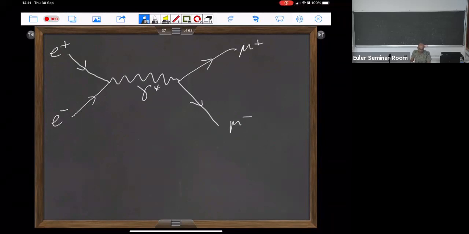So in this case, this is a 2-to-2 scattering process, and as part of the calculation of the cross section, one uses Lorentz invariance to reduce the number of variables which enter into the calculation.